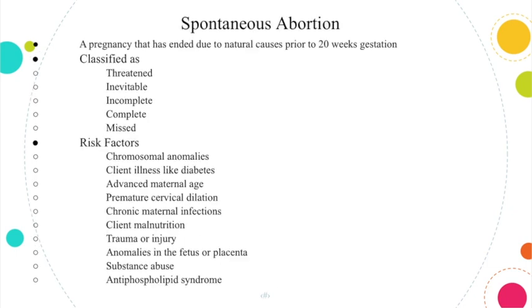So let's talk about a spontaneous abortion, otherwise known as a miscarriage, okay? Before I go any further, your healthcare team, your nurses, your docs, they're going to maybe call it a spontaneous abortion, but when you're talking to your patients, please say miscarriage. It's less confusing for them. A spontaneous abortion is a pregnancy that's ended all by itself before 20 weeks gestation. There are classifications, and we're going to go through each one of those. These are the people that are at risk of having a miscarriage.